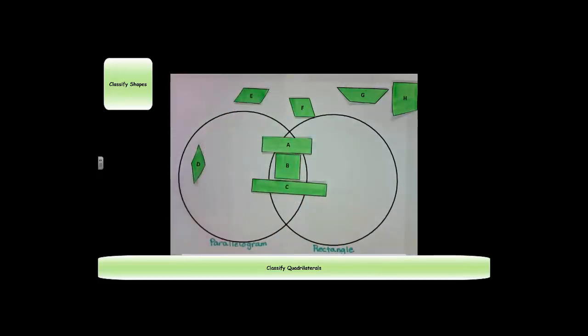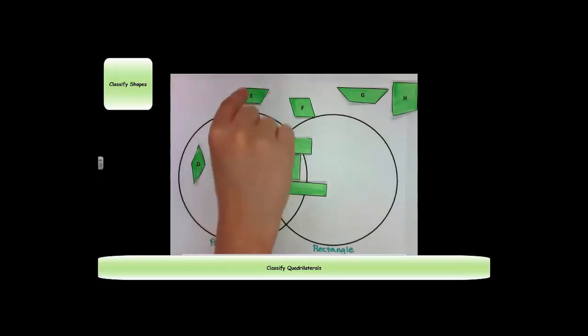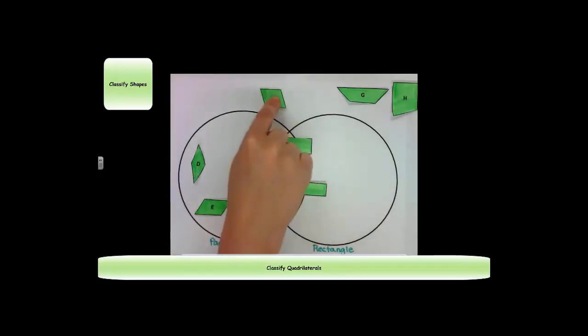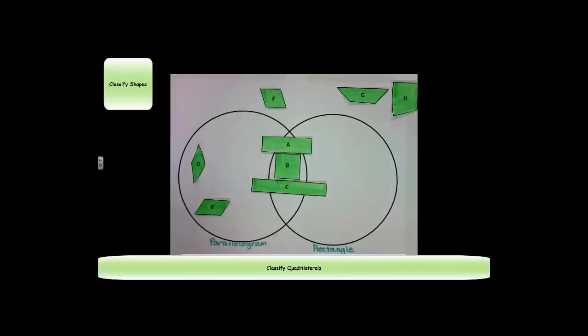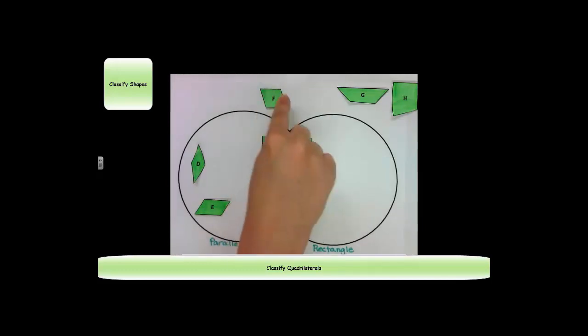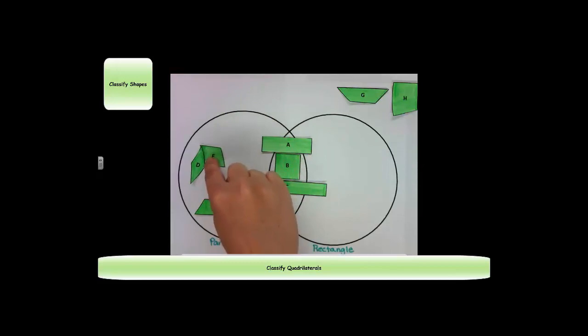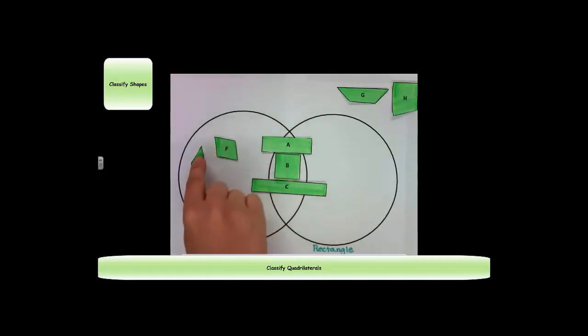Letter E also does not have 4 right angles. It is not a rectangle, but it does have 2 opposite sides that are parallel, so it is a parallelogram. Letter F is a parallelogram because it has 2 opposite sides that are parallel, but it does not have 4 right angles, so it is not a rectangle. So we're going to place it in the parallelogram circle.